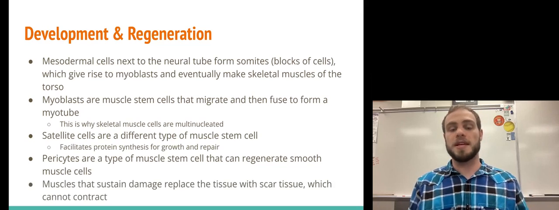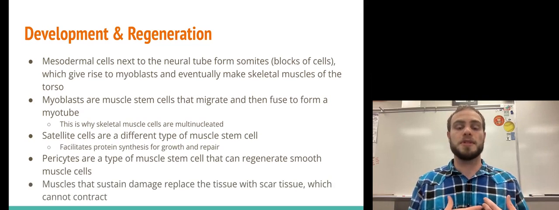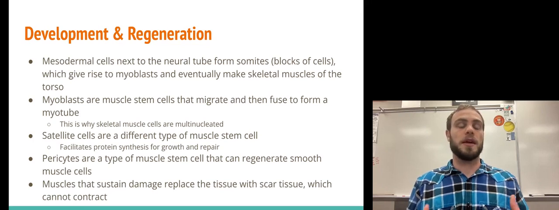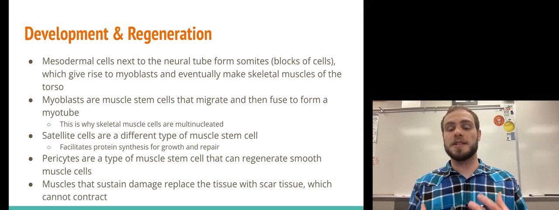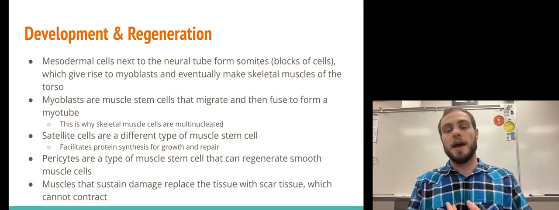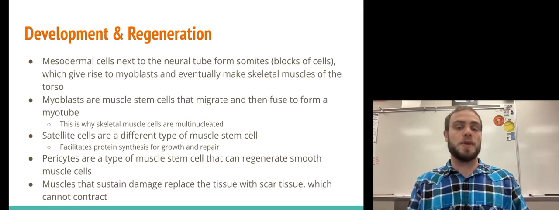And in fact, muscles that sustain damage, especially in cardiac muscle tissue, are going to replace that tissue with scar tissue if they don't have these pericytes. And when they have this scar tissue, those muscles are going to find it very difficult to contract because that scar tissue is not muscle tissue. And so it's not excitable, it's not extensible, it's not very elastic. And so it can't contract at all.